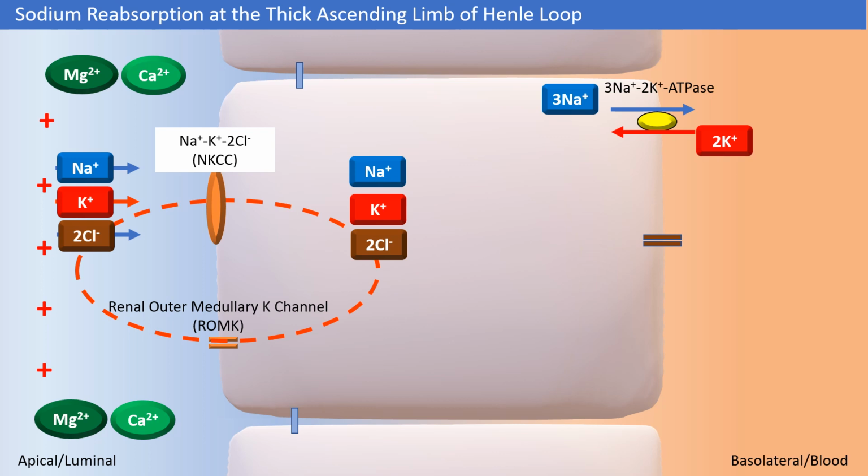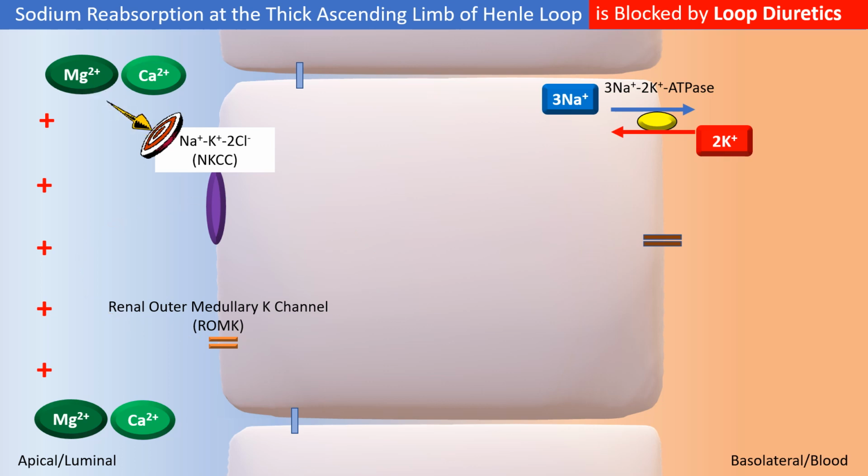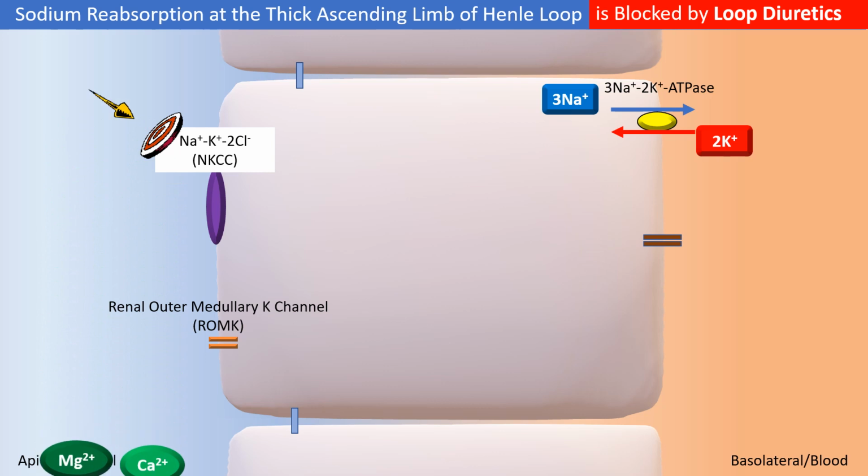So what is available clinically to block sodium reabsorption at the thick ascending limb of Henle loop? We have a class of agents called loop diuretics that can block the activity of NKCC. Blocking NKCC causes urinary loss of sodium, potassium, and chloride. Potassium recycling, thus the generation of the positively charged lumen, ceases to exist. The loss of the positively charged lumen leads to the loss of calcium and magnesium into the urine because there will be no positive charges to repel calcium and magnesium paracellularly for reabsorption.